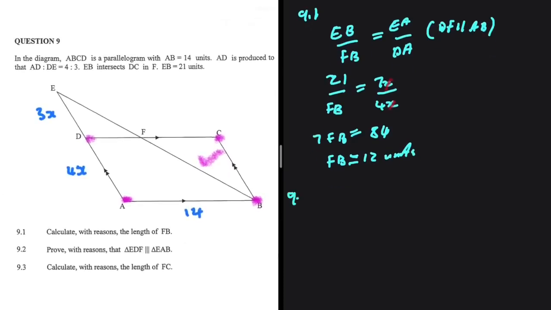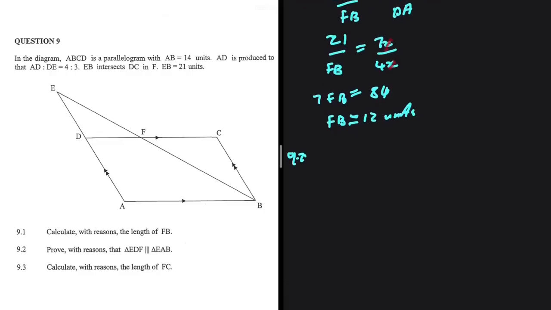Let's get to 9.2 and see if we can prove, giving reasons, that triangle EDF is similar to triangle EAB. Okay, the way these triangles are named, the angles follow a certain order. Let me show you what I'm talking about. We have triangle EDF and triangle EAB. Okay, angle E on the two triangles should be equals to each other. Okay, so let's take a look at triangle EDF and triangle EAB.